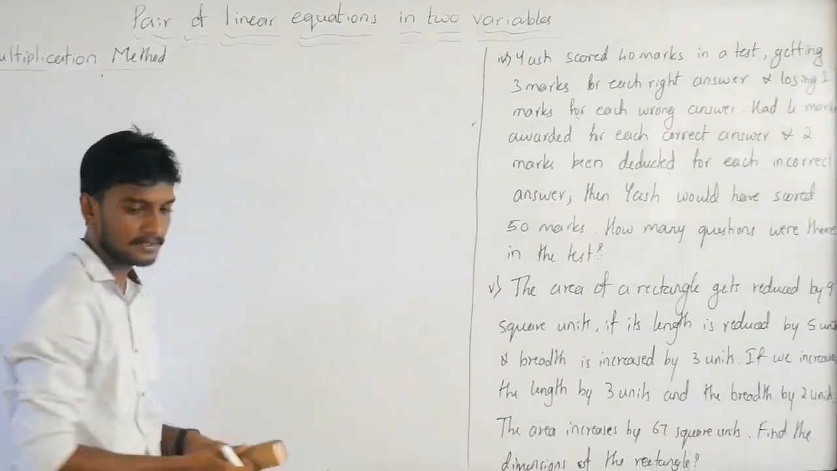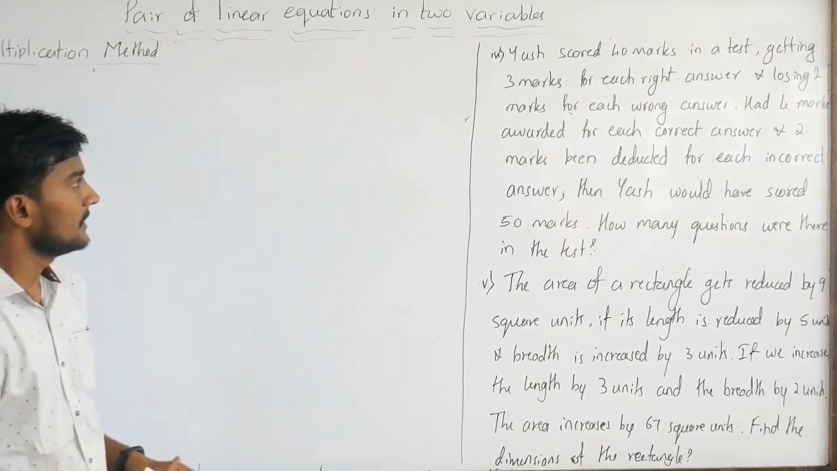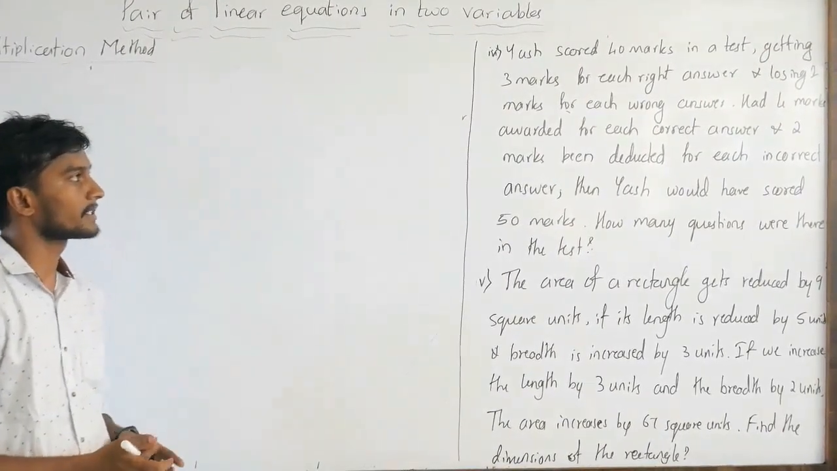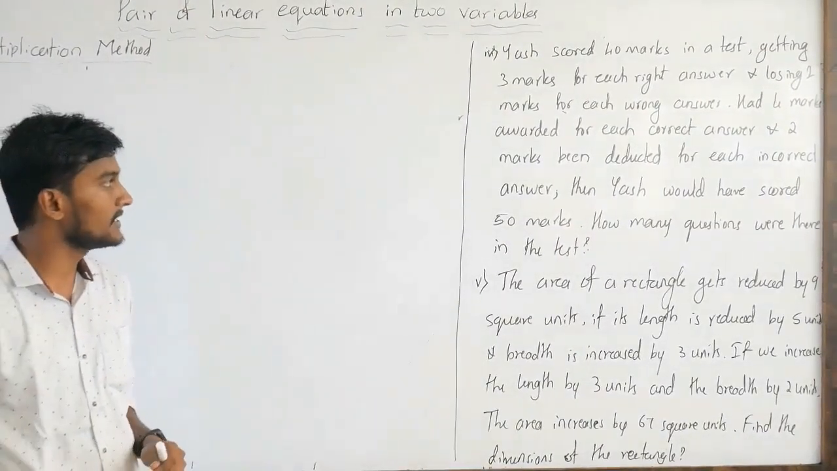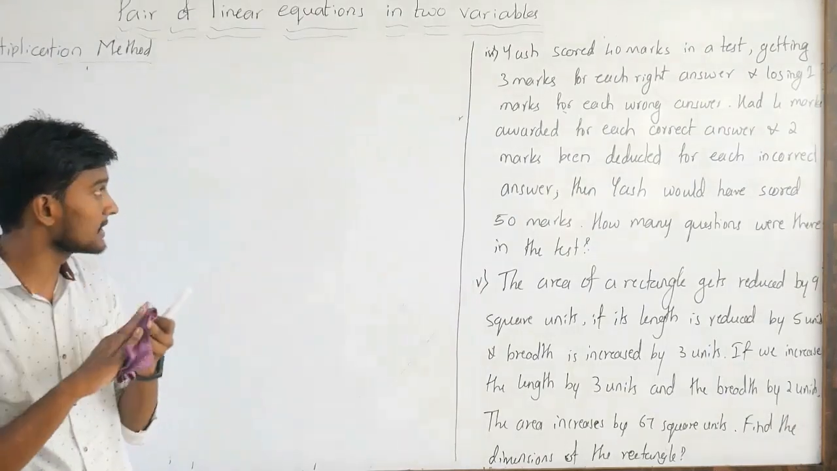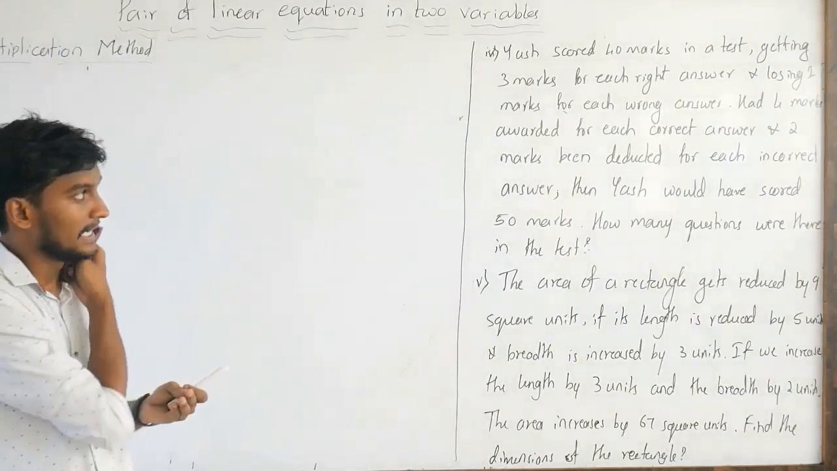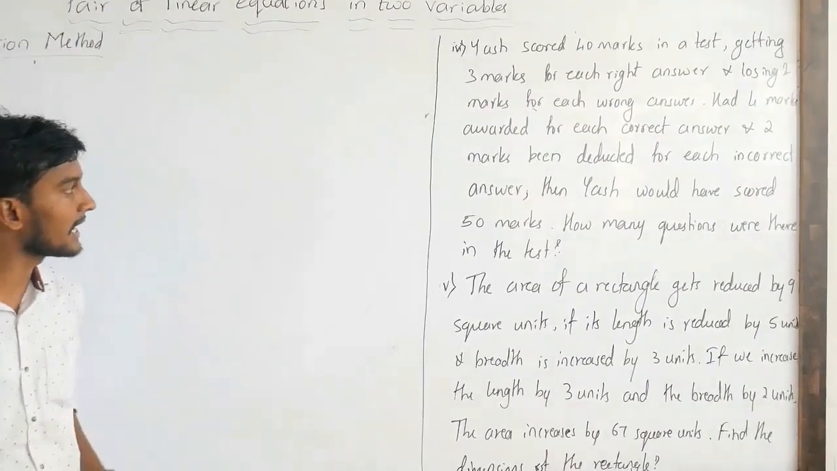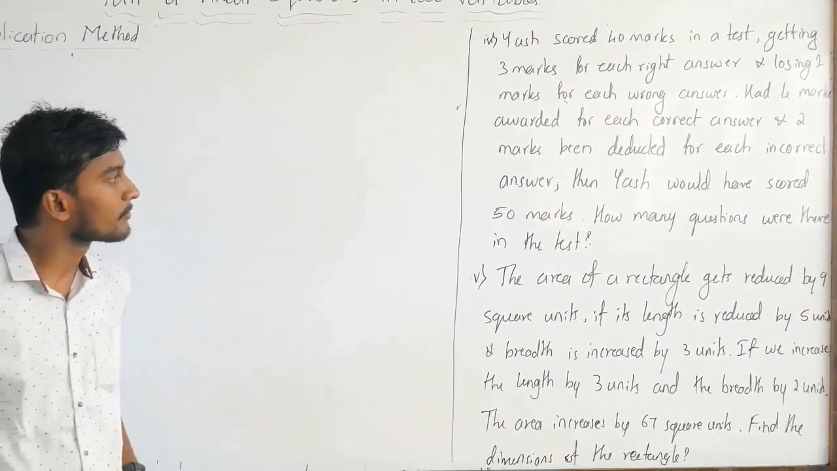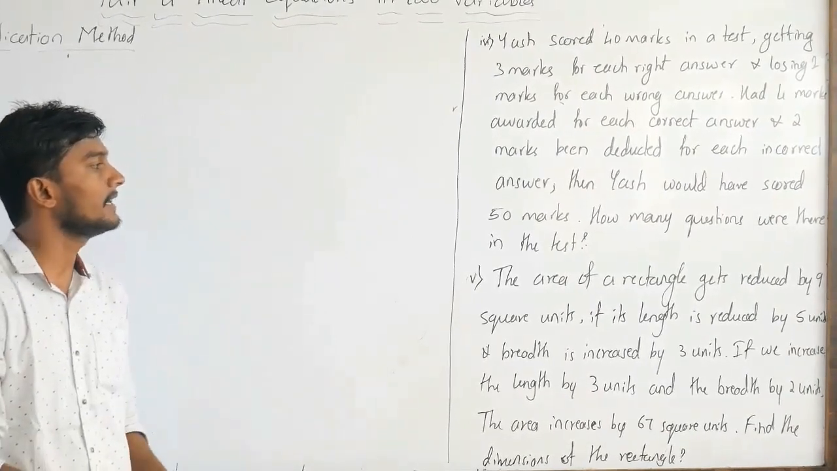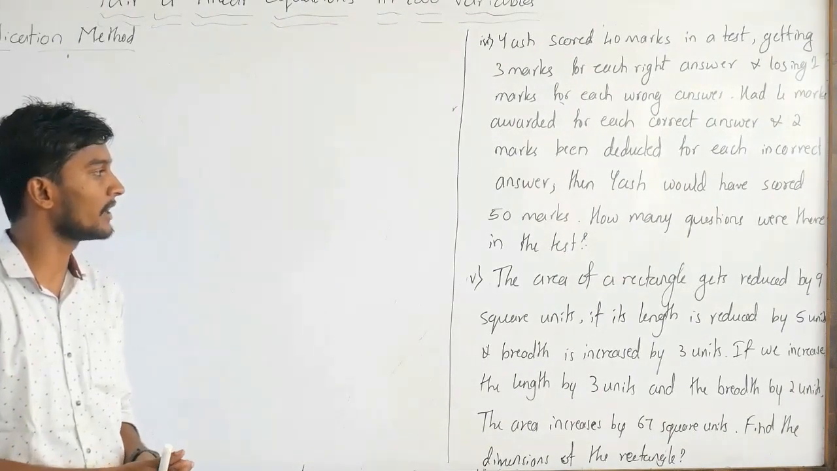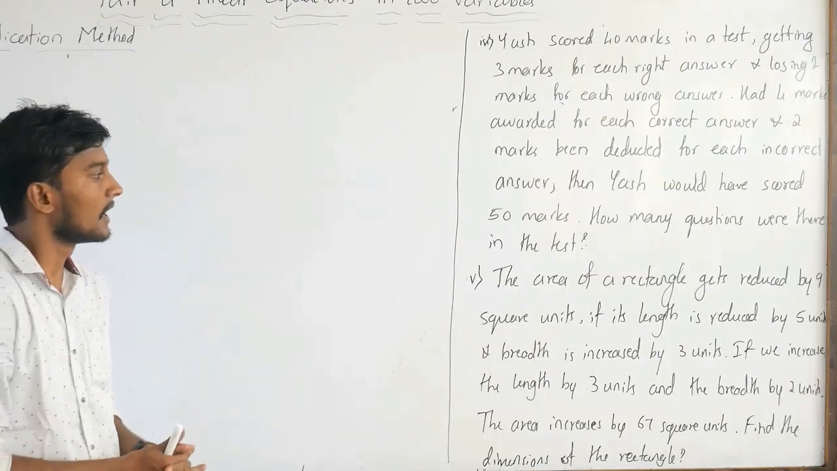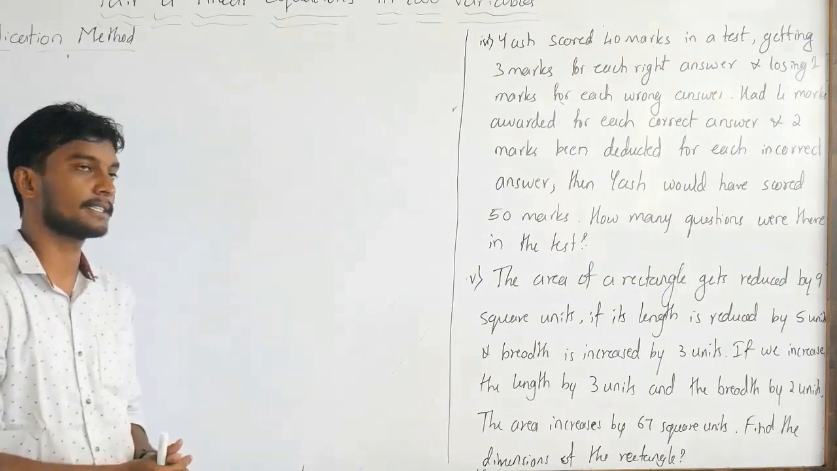So the next problem is: Yash scored 40 marks in a test, getting 3 marks for each right answer and losing 1 mark for each wrong answer. Had 4 marks been awarded for each correct answer and 2 marks been deducted for each incorrect answer, then Yash would have scored 50 marks. How many questions were there in the test?